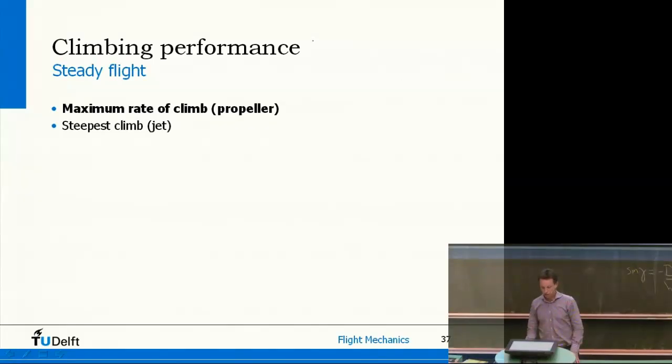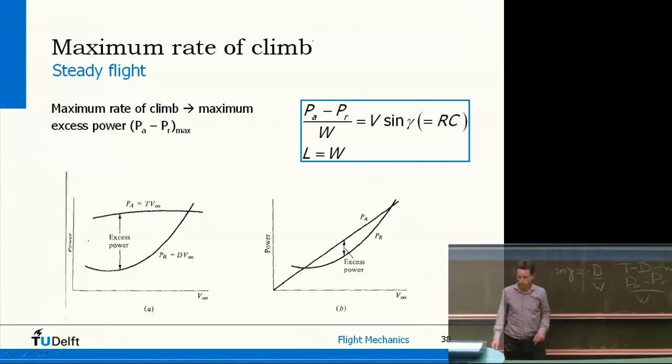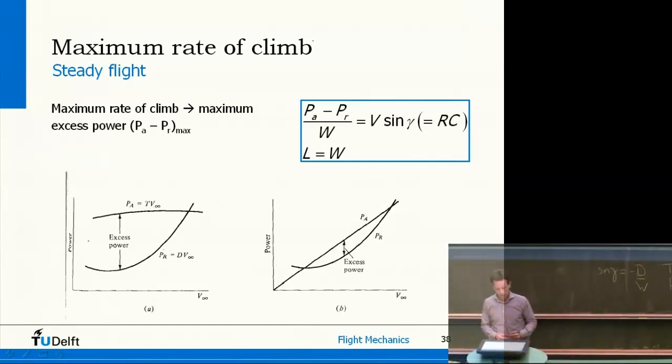So if we start with the first one, I've just shown you that this excess power can be used to climb. So this distance here tells you how fast you can climb, and it basically says that if you want to climb as fast as you can, so I want to have this RC maximum, then this thing must be maximum. So the difference between power available and power required must be at its maximum. Now you can see in this diagram that's over there. In this diagram it's somewhere over there.